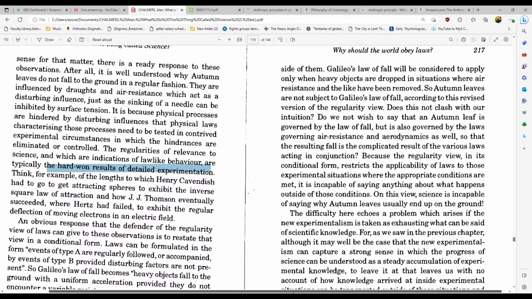That goes for Galileo. That goes for Thomson, Henry Cavendish, Newton, etc. And that's just what he's pointing out, some of these here. We had already went over the failed Hertz experiment and Thomson's ability to actually correct that with the cathode tubes, and the regular deflection of moving electrons within that electric field. I'm not going to hash that back over. I'll go back over that.